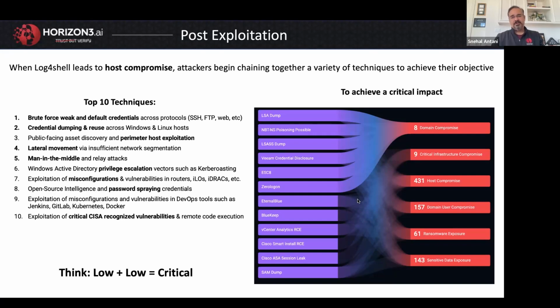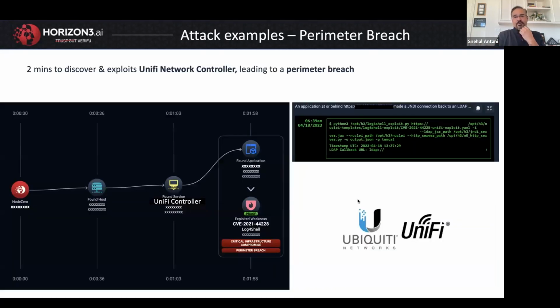So once an attacker is able to successfully exploit Log4shell, they've got host compromised in the network. Now it goes back to the basics for the attacker leveraging these types of techniques to compromise you. So here's the first example, which was using Log4shell as an exploit against the UniFi network controller in order to lead to a perimeter breach.